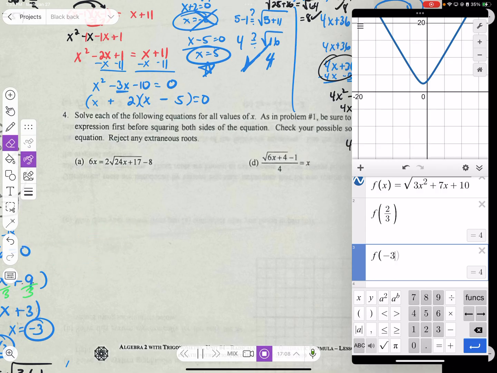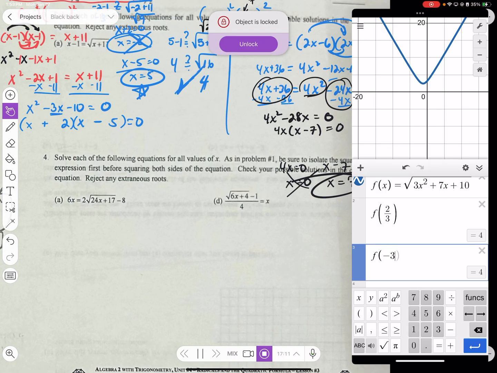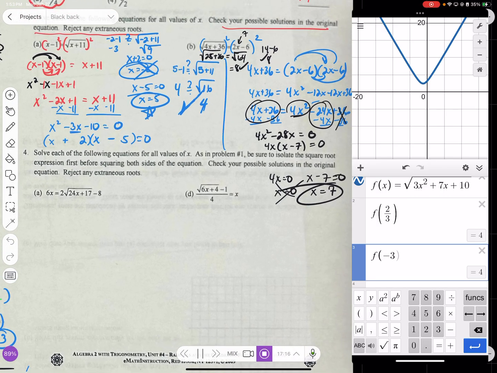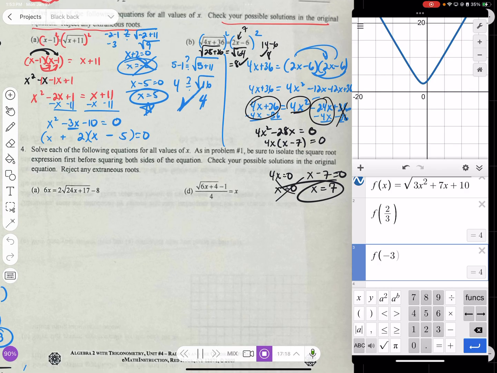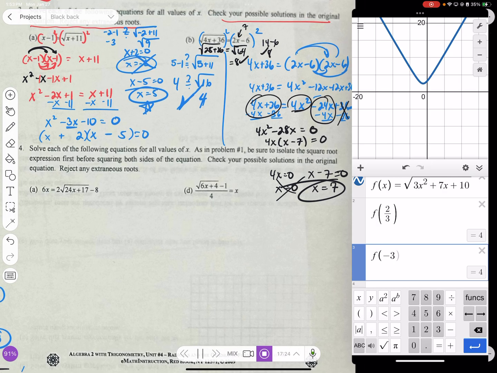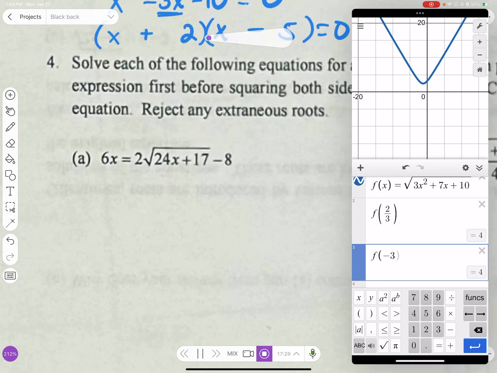And let's see what the directions are for A and D here. Solve each of the following equations for all x. As in problem 1, be sure to isolate the square root expression first, square both sides. Check your solutions in the original, throw out any extra solutions, extraneous. So a little extra work on these.